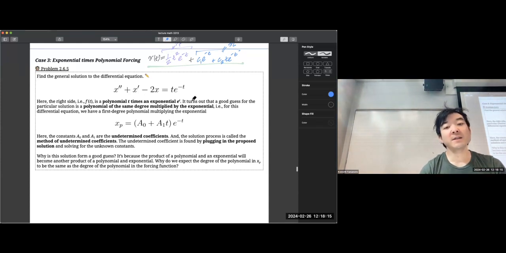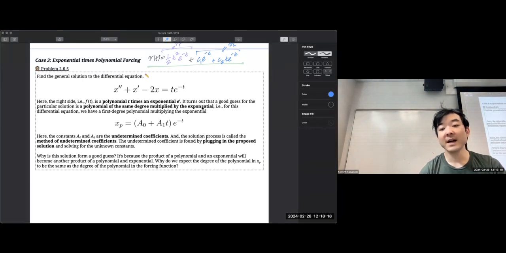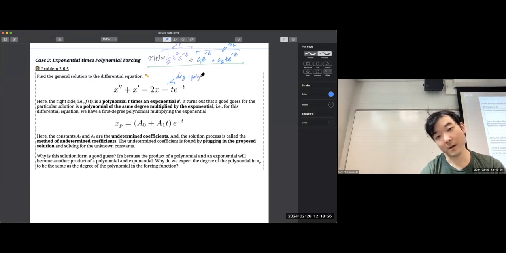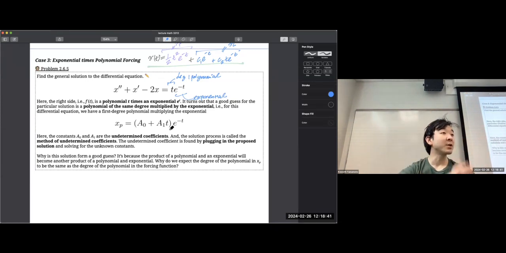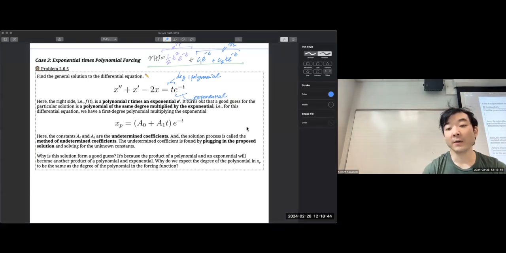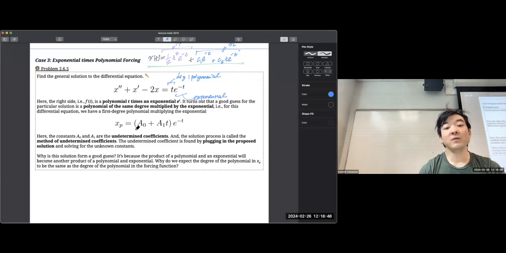For case 3, this is if you have a right-hand side that's not just an exponential, but it's actually like a polynomial. So this is like a degree 1 polynomial. And then there's also this exponential, right? So we've had one or the other by themselves, but what if you have a product of those two on the right-hand side? And so I propose that the solution form should be, maybe it's kind of intuitive, if you have a degree 1 polynomial times some exponential, it's going to be a general degree 1 polynomial times that same exponential. Now, why does this make sense? If I plug this into the left-hand side, I should get terms that are going to resemble the right-hand side.